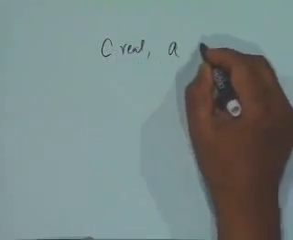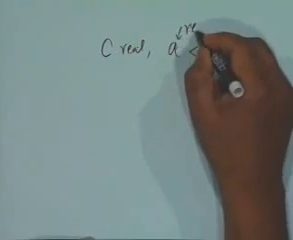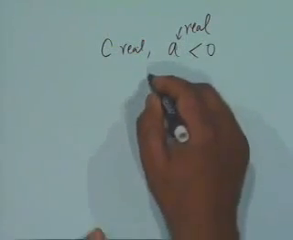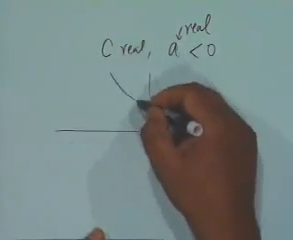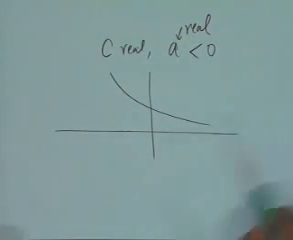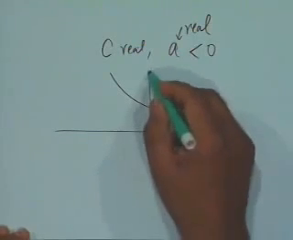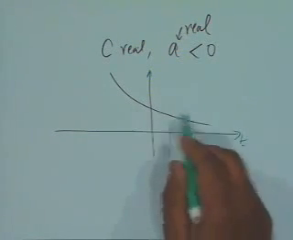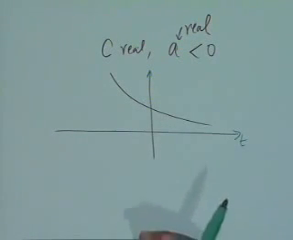Suppose c is real and a is also real and negative. Then a plot of this signal versus time would be like this. A natural phenomenon that can be compared to this situation, this is t equal to 0, is, let's say, the real worth of a rupee. It goes down exponentially with the number of years.